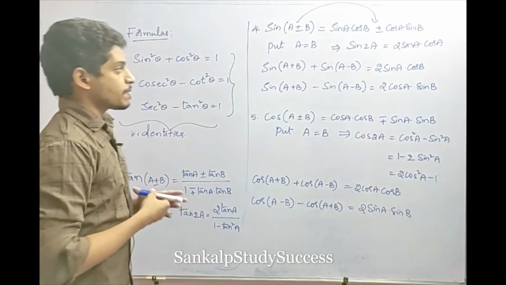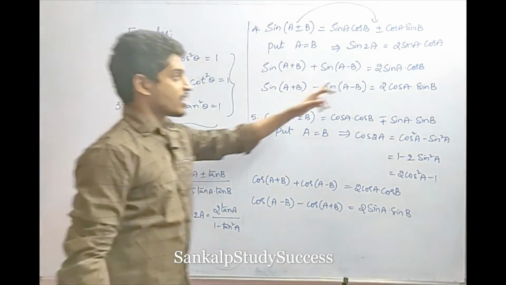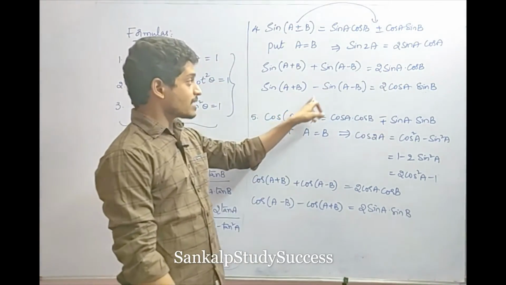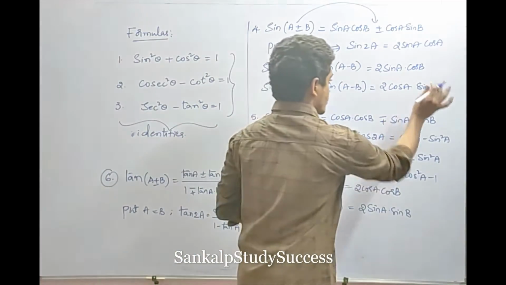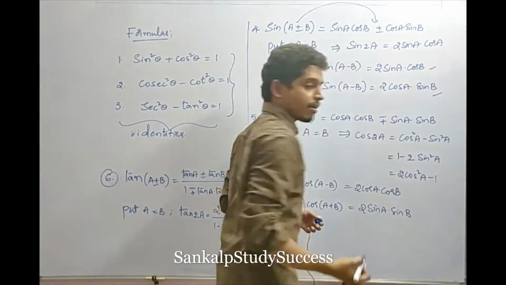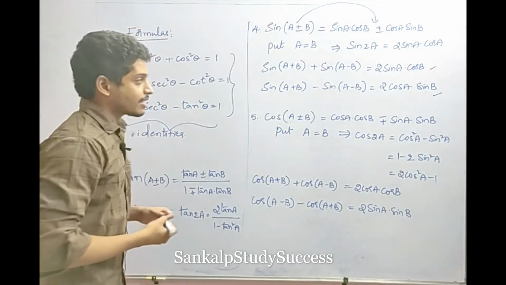So sine of a plus b plus sine of a minus b gives 2 sine a cos b, and sine of a plus b minus sine of a minus b gives 2 cos a sin b, friends. So these two are very important formulas. We often use these formulas in our calculus.